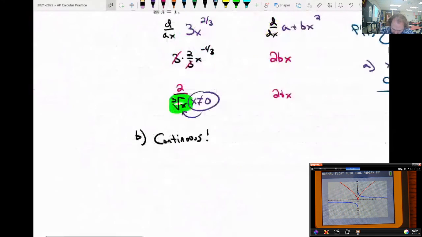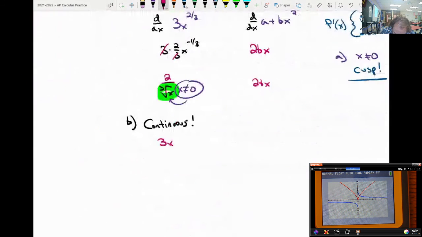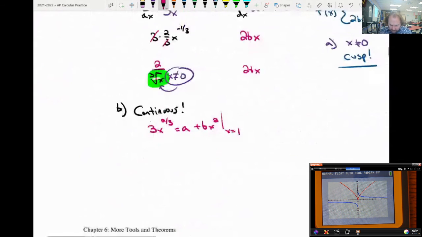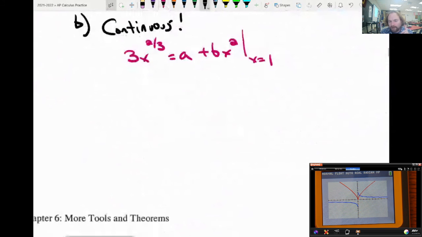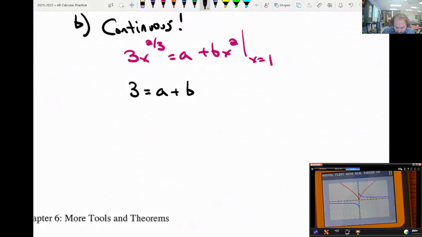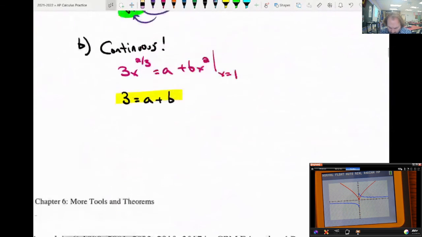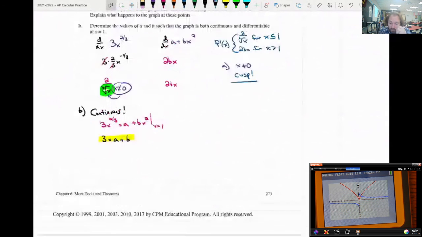So we need 3x to the 2/3 power to equal a plus bx squared when x is equal to 1. So let's think about this like a simple algebra problem. We're just going to plug 1 in for x. It's actually going to make this problem very simple. That means that 3 must equal a plus b. That doesn't help us too much, but it does give us one equation. And what's going to happen here is we're going to look at differentiability using our derivatives from part A, and we're going to get probably another equation that's either going to tell us what a is or tell us what b is, and that'll help us solve the other question.